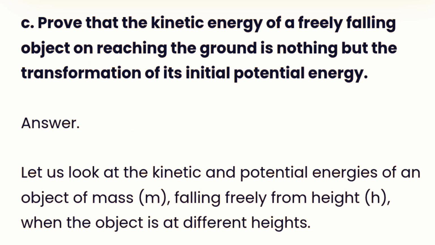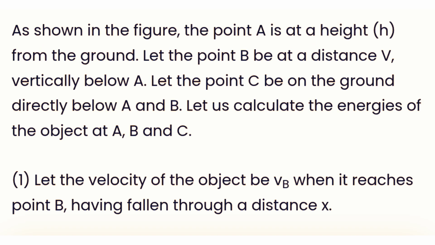C. Prove that the kinetic energy of a freely falling object on reaching the ground is nothing but the transformation of its initial potential energy. Answer. Let us look at the kinetic and potential energies of an object of mass m falling freely from height h, when the object is at different heights. As shown in the figure, the point A is at a height h from the ground. Let the point B be at a distance x vertically below A. Let the point C be on the ground directly below A and B.